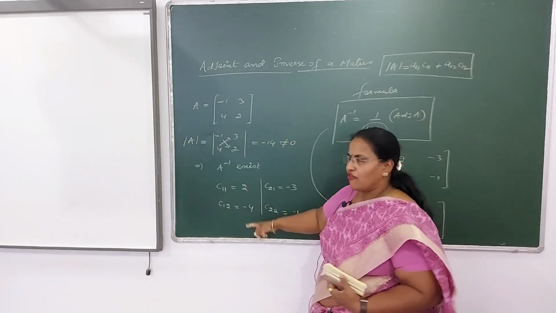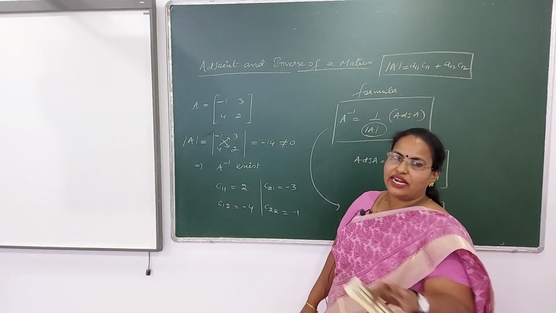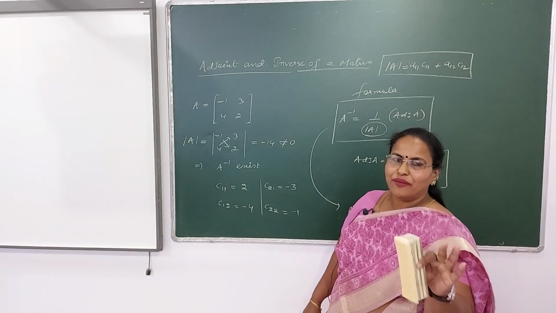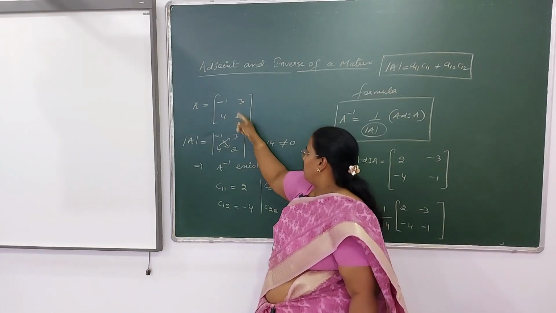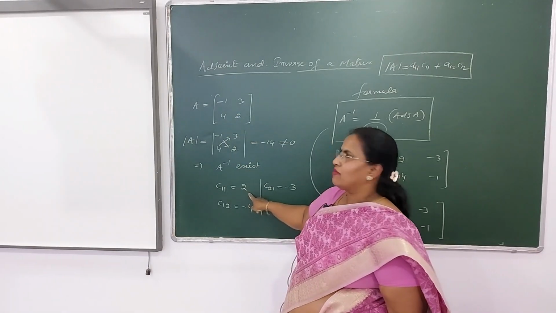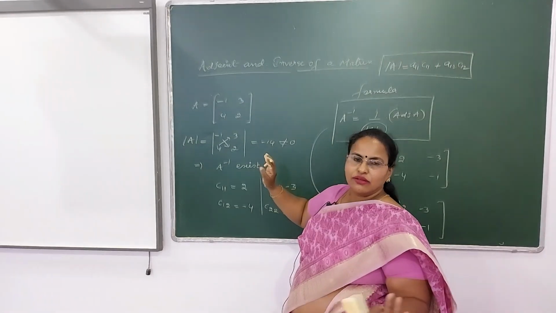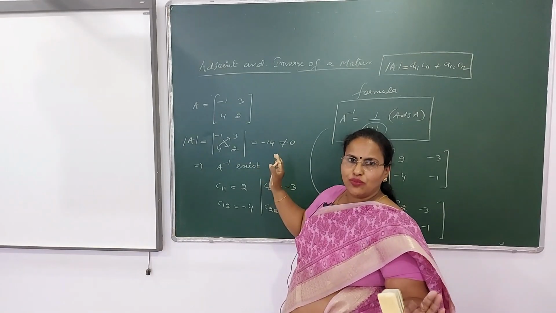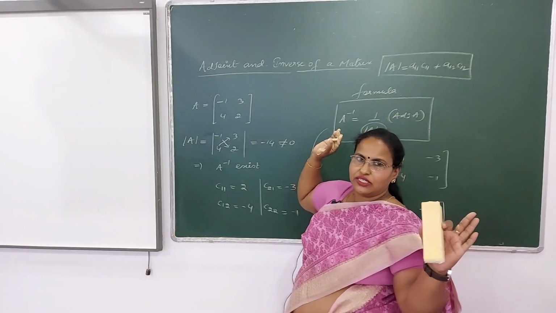This was the cofactor of the first row. Multiply the row element with the cofactor and add it. The result should be equal to determinant of A. This is the row-wise element and this is the row-wise cofactor. So minus 1 into plus 2, it's minus 2. Minus 12 results in minus 14. Perfect, there is no problem. That means the determinant is also correct and the cofactors are also right.